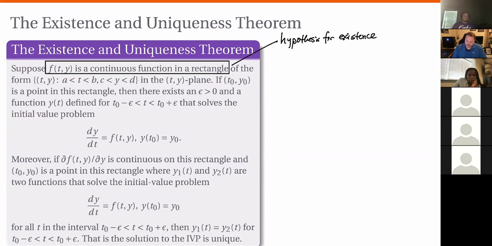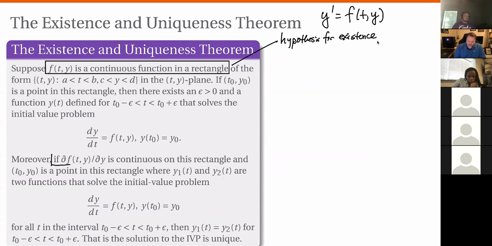So our differential equation that we're looking at is y prime equals f of t comma y. So you have a first order differential equation. You've taken everything except the derivative and you've placed it on the right-hand side. So the function on the right-hand side should be continuous in some rectangle around the initial point. If you have a rectangle on which the right-hand side of the function is continuous, then a solution will exist. That is a hypothesis for existence.